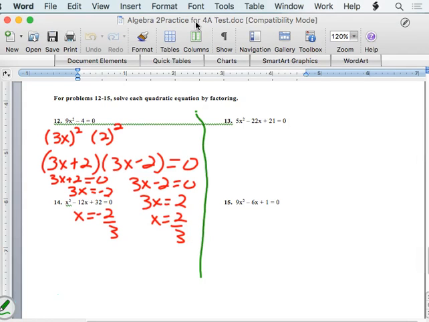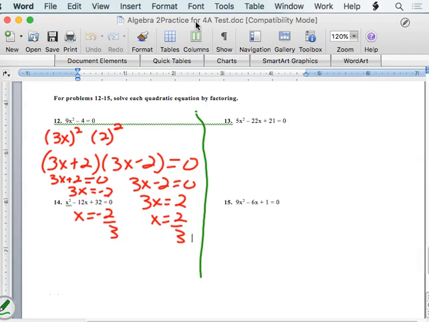We go to 13. Oh, reminder, totally checkable. You need to put those numbers back in for x and make sure that you do get 0 when you put them in. Or you could put this into your graphing calculator and find the zeros, and it should say negative 0.666 repeating, and then positive 0.666 repeating.